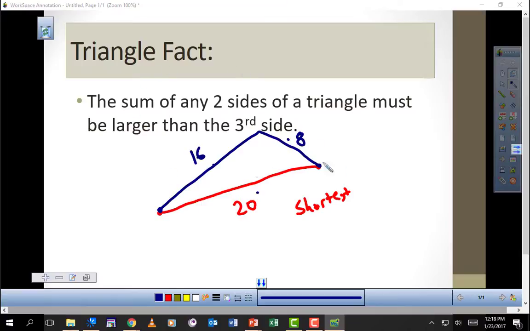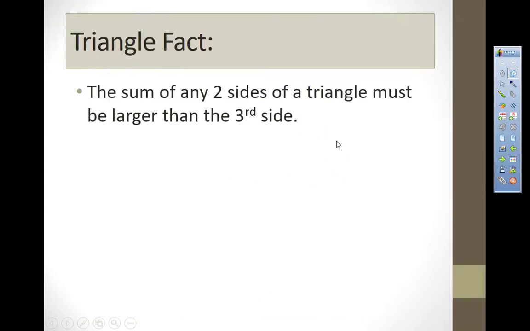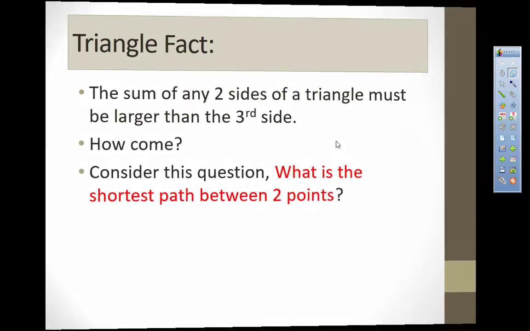Okay, so that's what this triangle fact is about. Any two sides of a triangle must be larger than the third side. All right, that's a little trick or idea we should remember from here on out. Okay, let's move on. Okay, so I did that little distance.